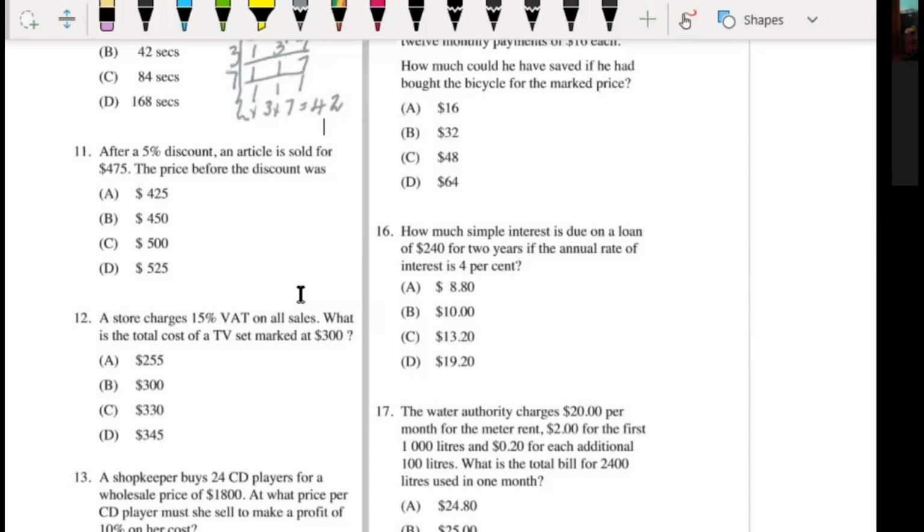So the original price would be a little bit more than the selling price, that $475. Now, a quick way to look at them: which number is a little bit more than 475? It will be 500 or 525. And the best guess there would be 500. But let us see how we work that out.